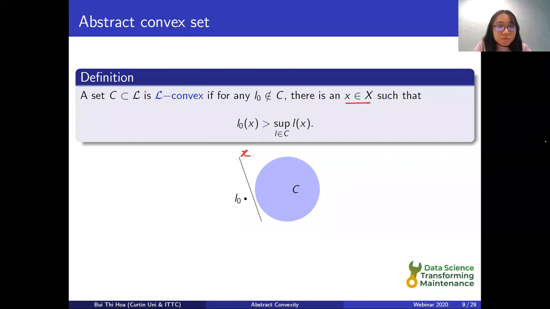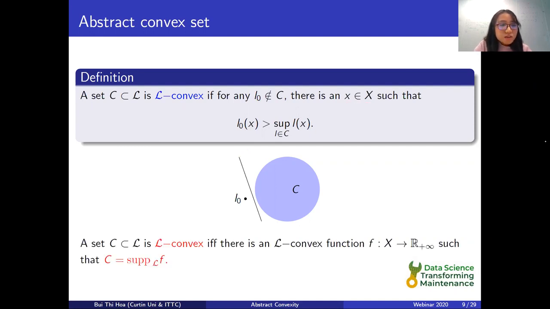So this definition of an abstract convex set has another equivalent definition, which is related to abstract convex functions. The set C is L convex if and only if there is an L convex function so that the set C here is the support set of F in L. So we take all the functions in L that support the function F, and this is going to be equal to the set C, if and only if C is an L convex set.